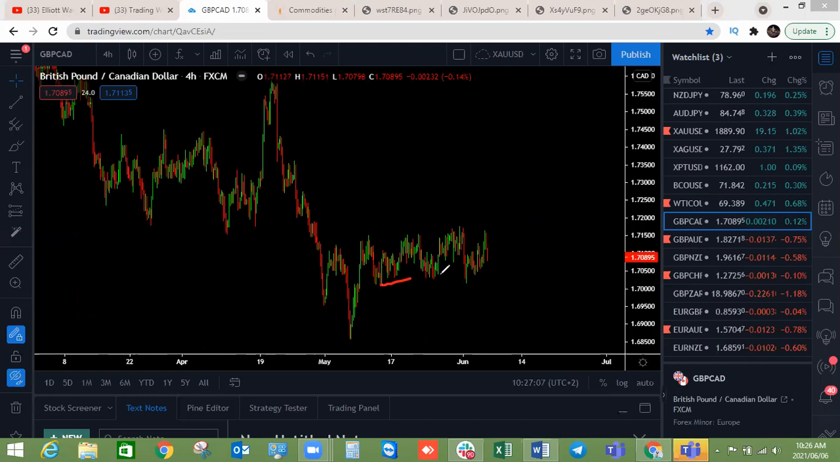Initially, we were looking at this to be a complex correction that was going to give us a structure like this, and then we're going to make a move to the upside. That still has not happened, and we are still seeing that this is not going to push to the upside as yet. We're going to get another leg to the downside here in the next week.